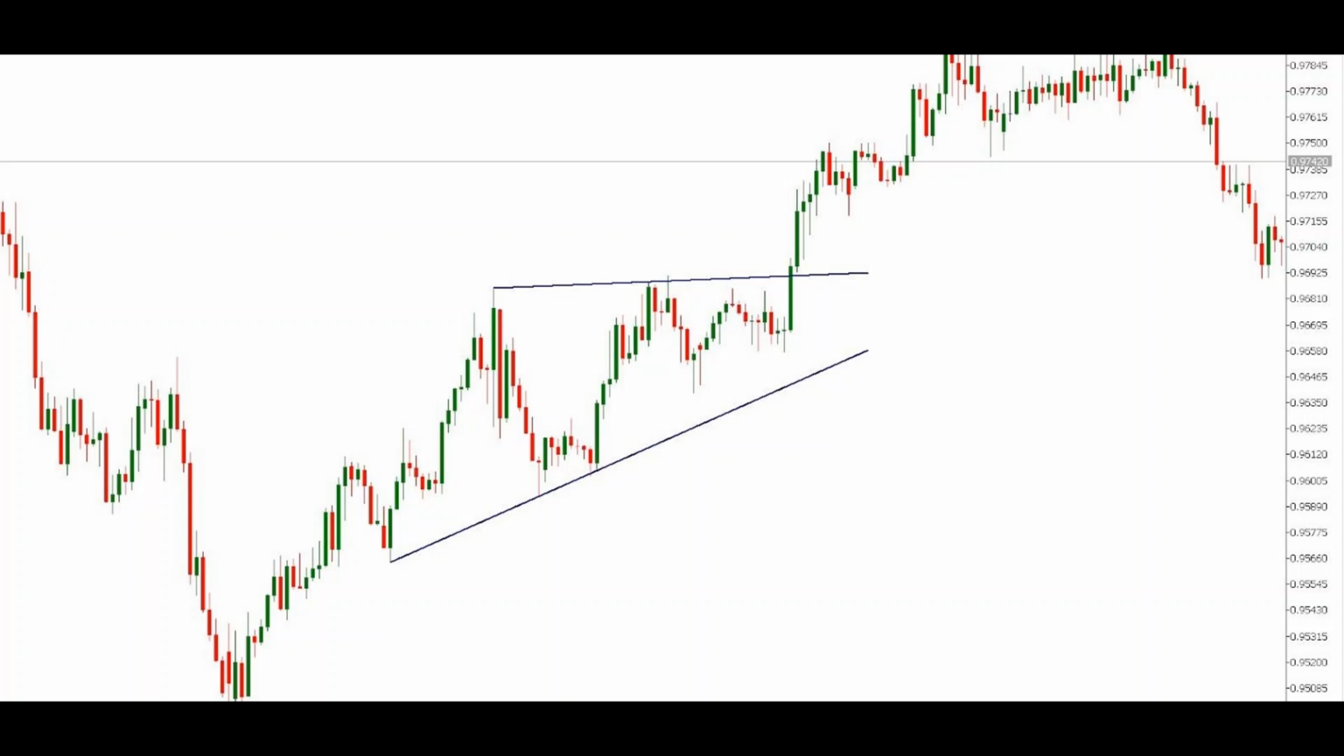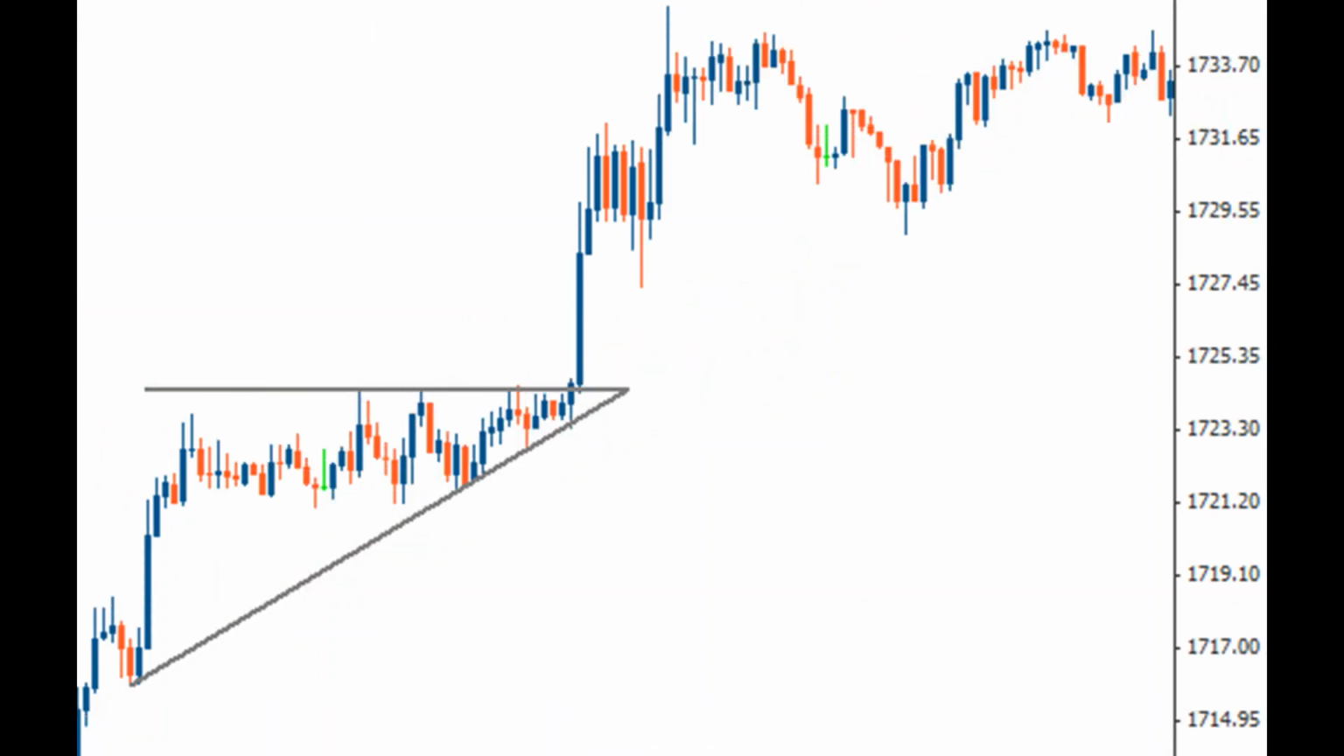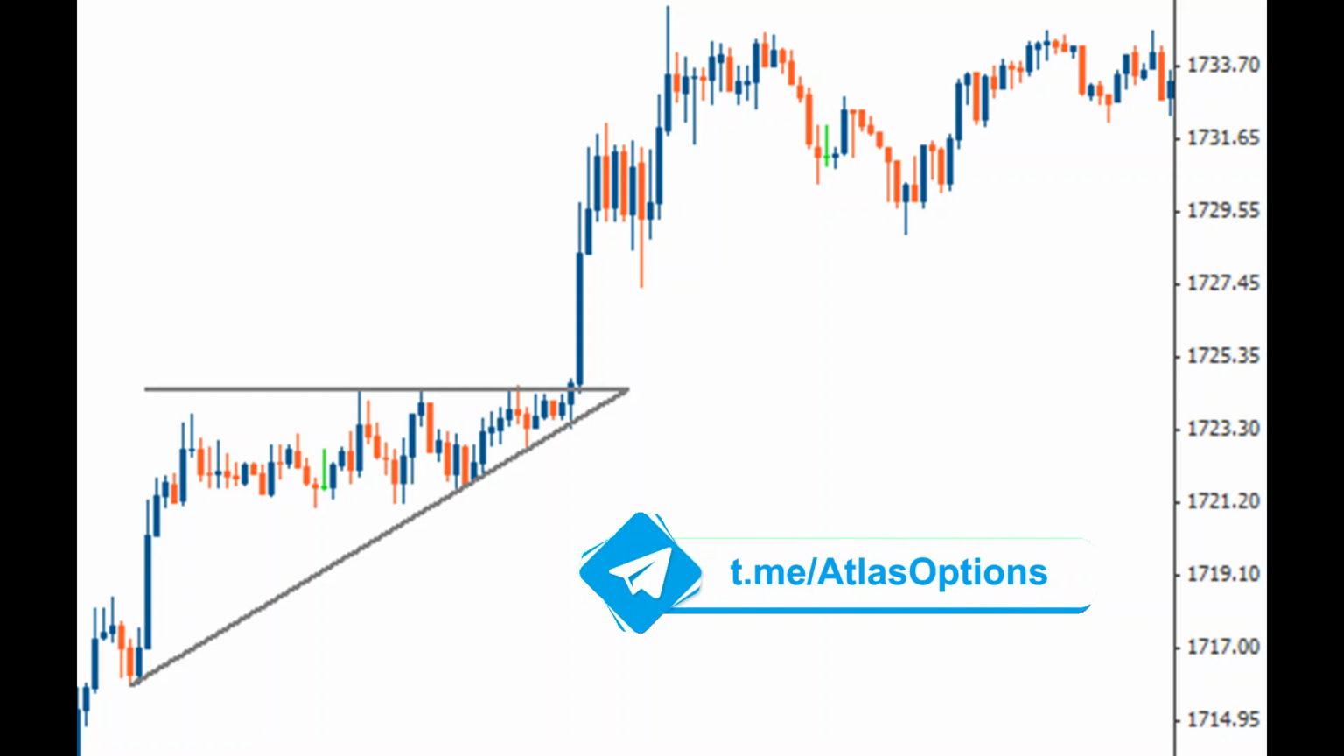The pattern indicates that the buyers are becoming increasingly aggressive, and they are willing to buy at higher prices, while the sellers struggle to push the price lower. The horizontal resistance level shows that there is a price point beyond which sellers are unable to push the price lower, while the ascending trend line shows that buyers are continually entering the market, driving prices higher.